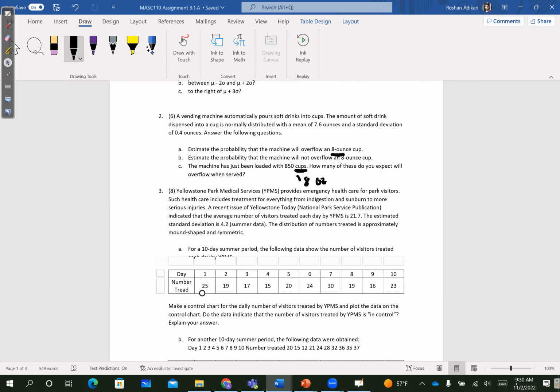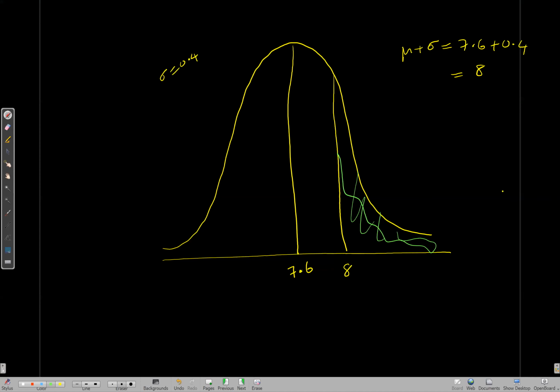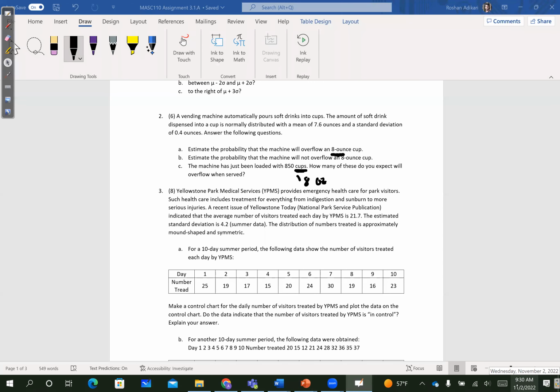I mean, that's pretty easy because, for example, for part A, if you got, let's say, 20%, so part C, it's going to be 20% out of 850. Find it. So as you can see, the key is to get part A correct. Part B is going to be 1 minus that. Part C is going to be 850 into whatever you answer in part A, right? Okay, now question number 3.